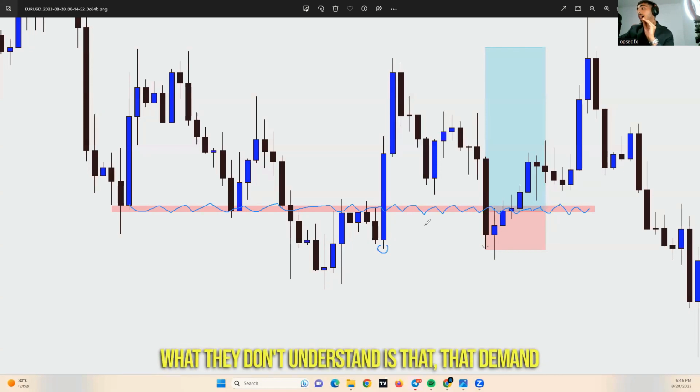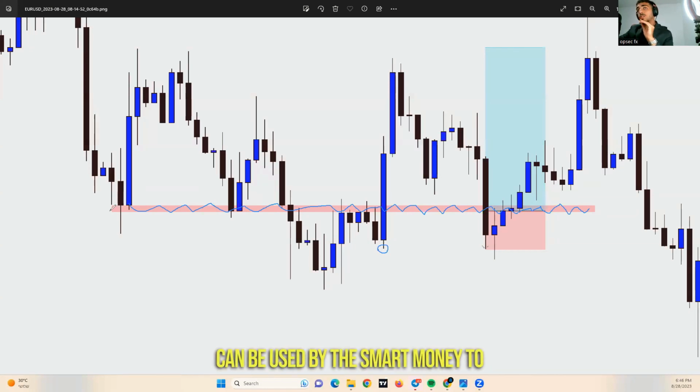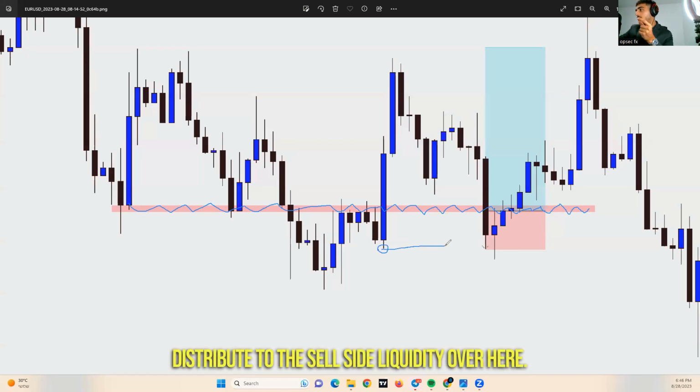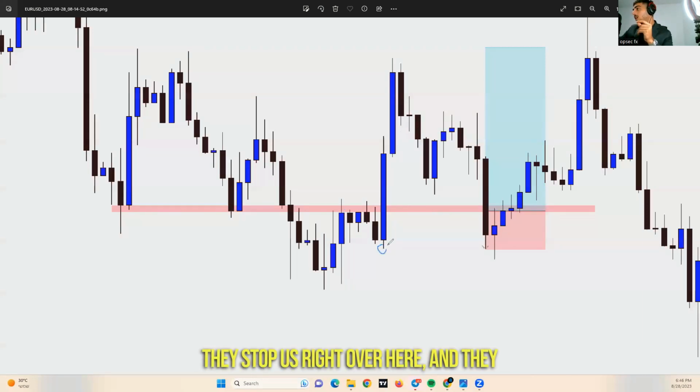What they don't understand is that that demand can be used by the smart money to enter a short position, which they can then distribute to the sell side liquidity over here. And this is how retail would be positioned. Retail would have a long over here with a stop loss right over here, and they would be stopped out right over here.